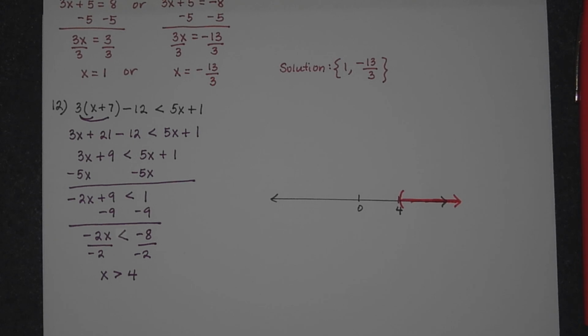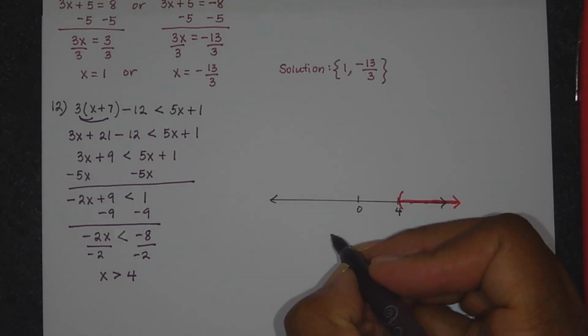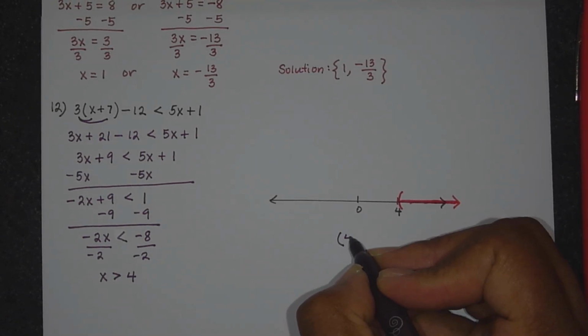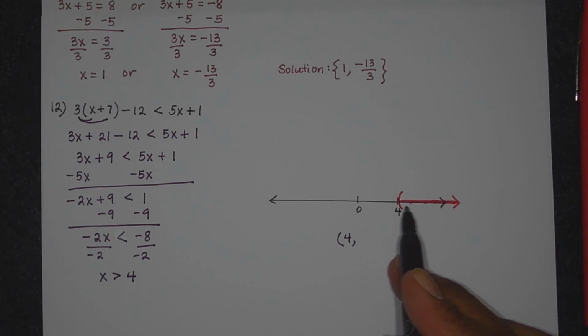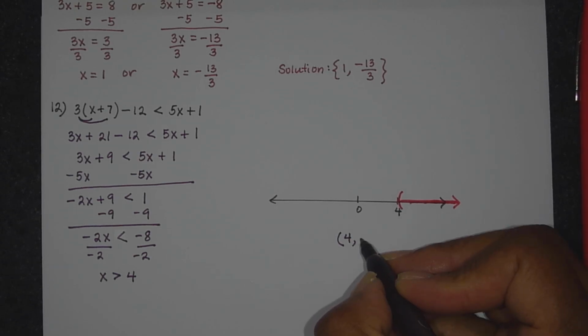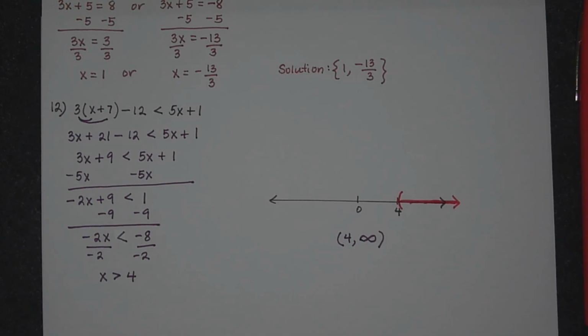And then next would be to write this in interval notation. Well, 4 is not included, so that means we use the left parentheses at 4. This goes indefinitely to the right, so we use infinity. And with negative and positive infinity, we always use parentheses.